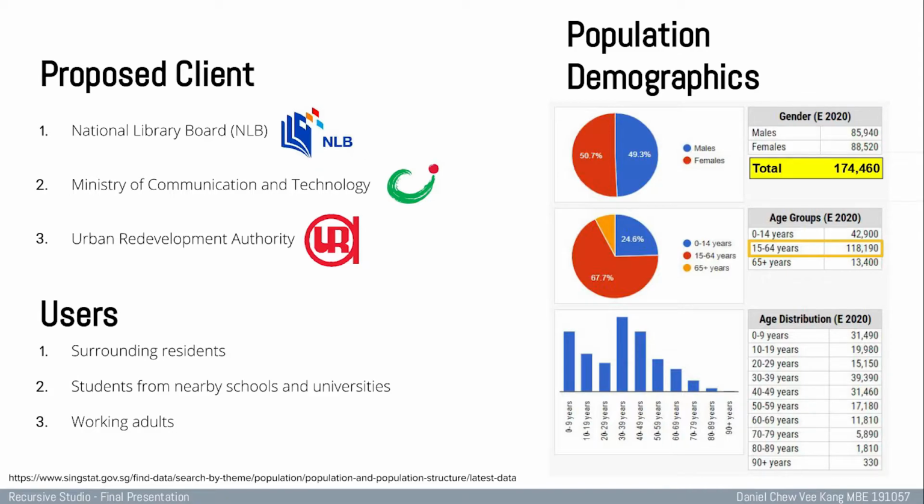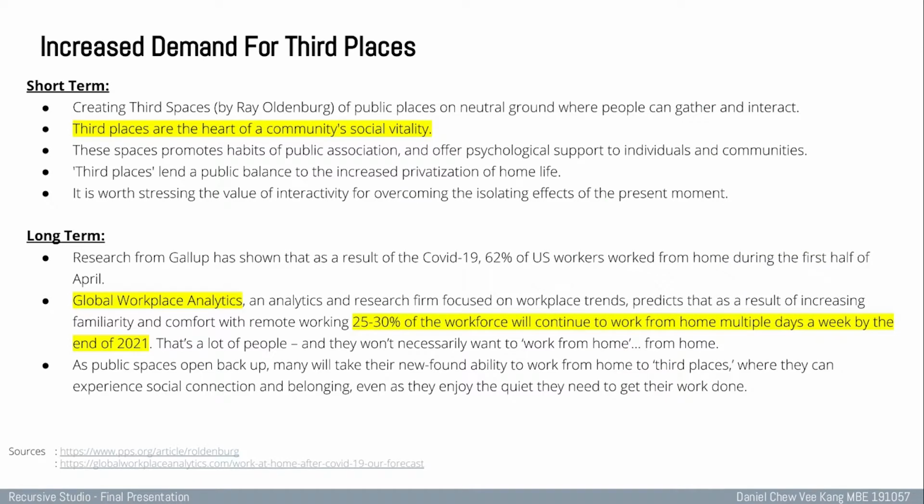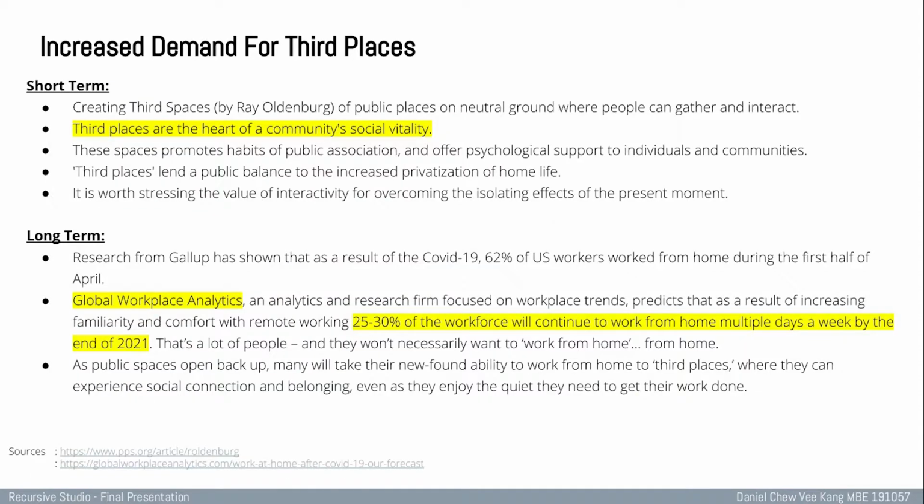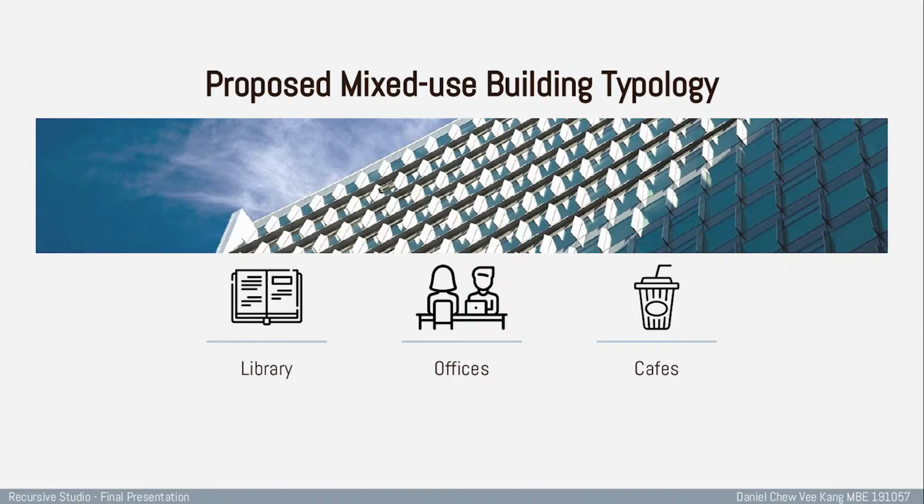Due to the recent COVID-19 pandemic, the Global Workplace Analytics have predicted that there will be an increase of 25 to 30% of the workforce who will continue to work from home multiple times a week by the end of 2021. That's a lot of people, and they won't necessarily want to work from home. Therefore, creating third places are important as they are the heart of a community's social vitality. Hence, I will be proposing a mixed-use building typology that consists of a library, offices, as well as some cafes.